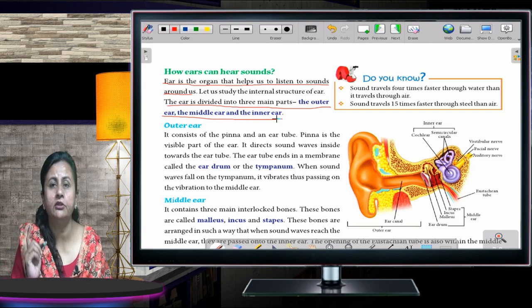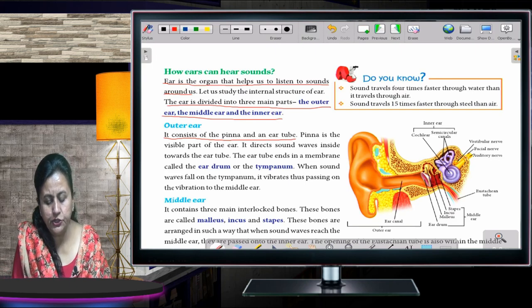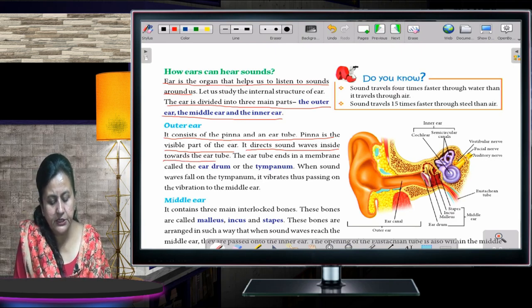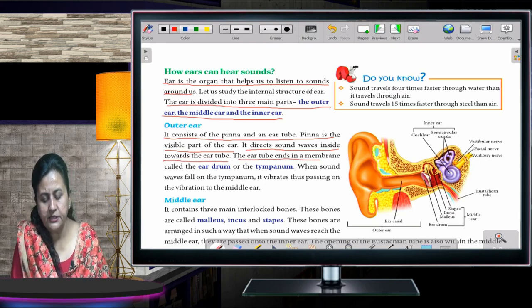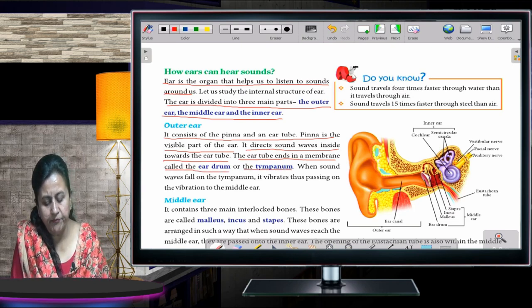First, we'll talk about the outer ear. It consists of a pinna and an ear tube. Pinna is the visible part of the ear. It directs sound waves inside towards the ear tube. The ear tube ends in a membrane called the eardrum or the tympanum.